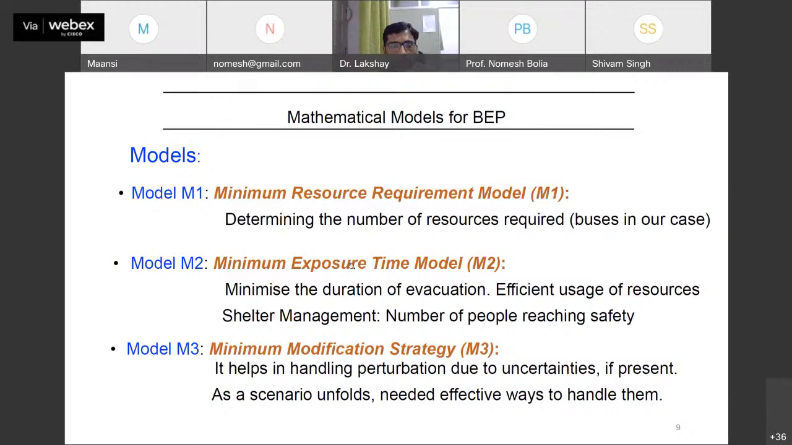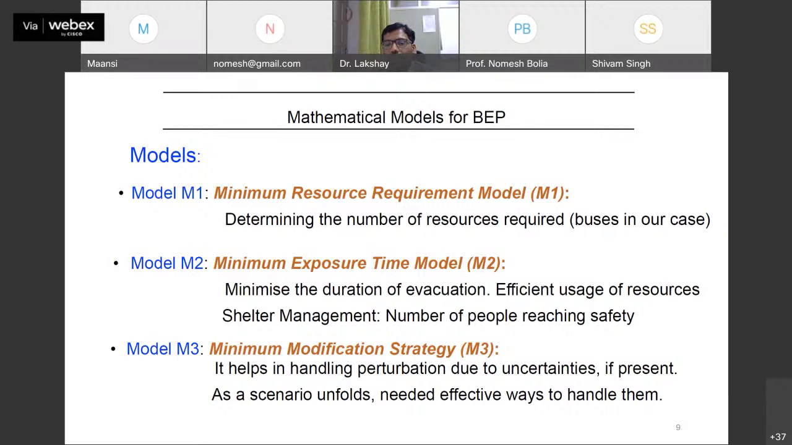Okay, so the second model is: once you know the number of resources, you have to find how to use those resources effectively so that in the minimum possible time you get them out completely. The second model is regarding that. And we have touched upon the minimum modification strategies. What happens in such evacuations is that there are always uncertainties. Uncertainty means that you can't fix the demand.